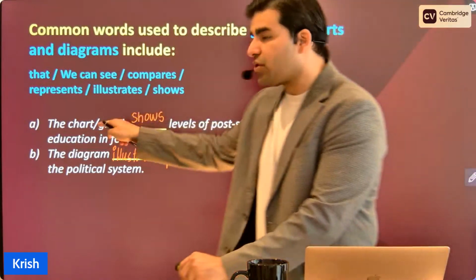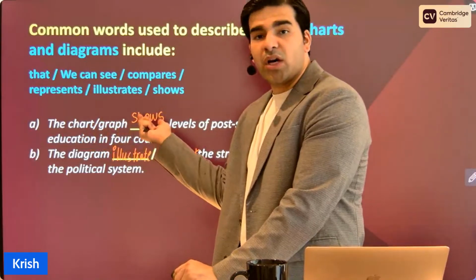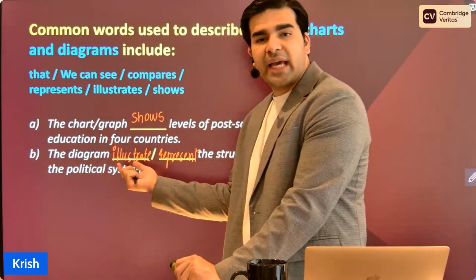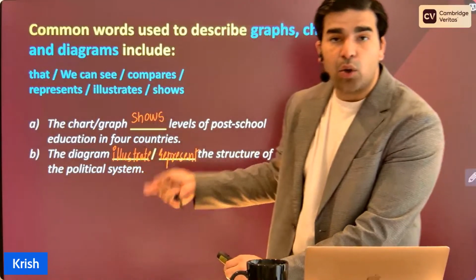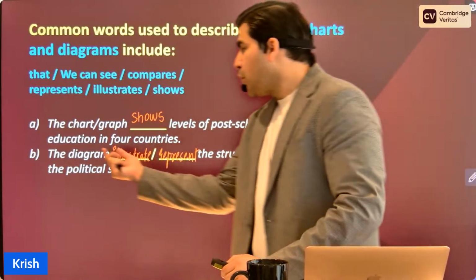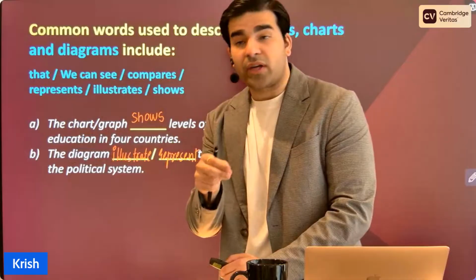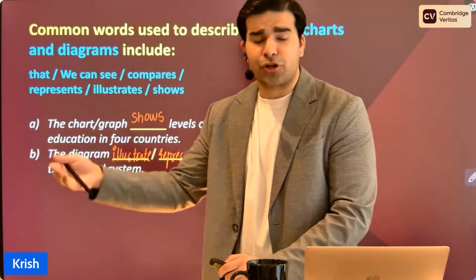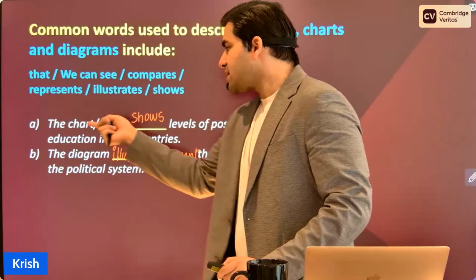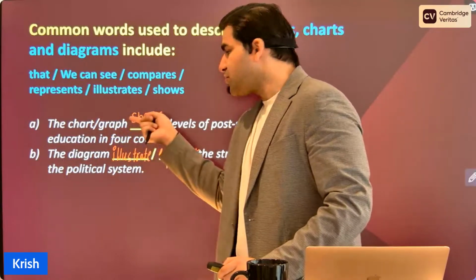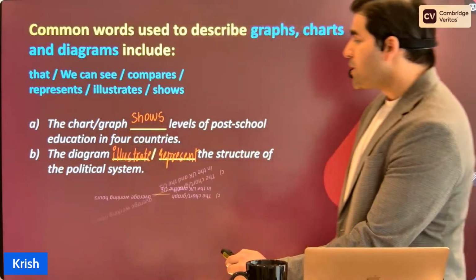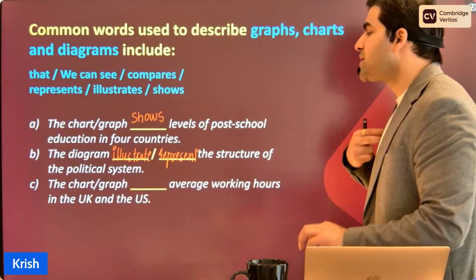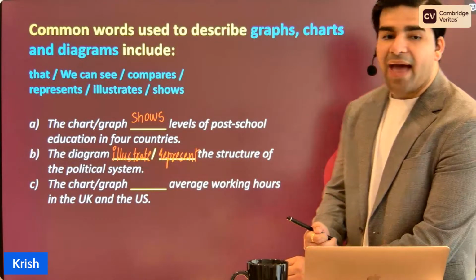Let's have a look at sentence number 3. So with the chart or graph, we'd rather use the word show. With diagram, the appropriate vocabulary would be either represent or illustrate. Remember that. With diagram, the appropriate vocabulary would be represent and illustrate. Not that we can't say show, but in this context, with chart and graph, you'd rather use show. So C would be, what is C? The chart or graph dash average working hours in the UK and the US.